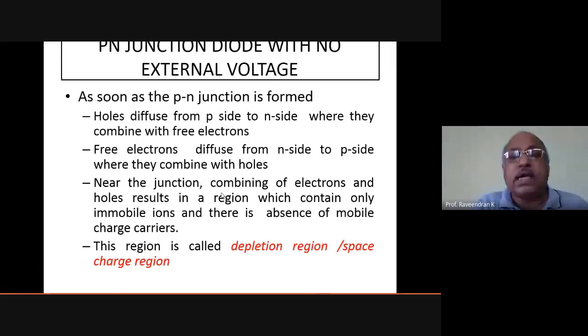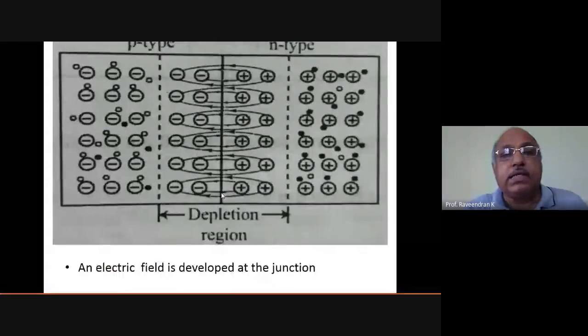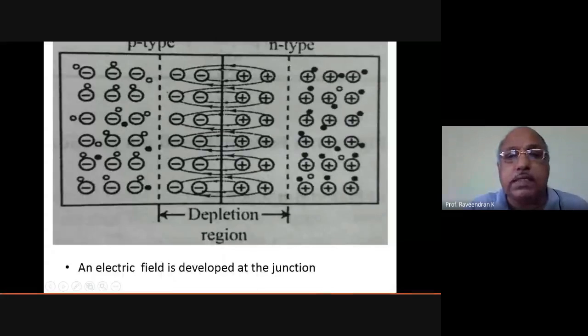And what is the behavior of this region? See, it is shown here. Negatively charged ions will be formed from the recombination of holes in the P-type material, and positively charged ions in the N-type material. So the P-type material having holes will be recombining with electrons, creating positively charged ions here and negatively charged ions in the P-type material. This particular region where this recombination takes place is called the depletion region or space charge region.